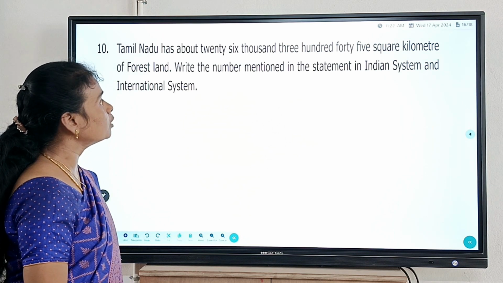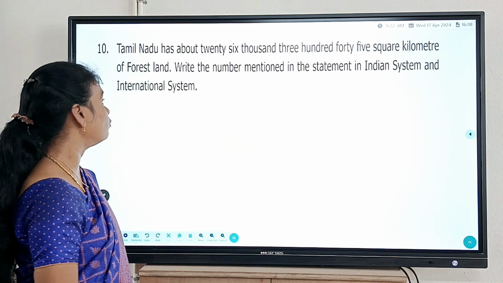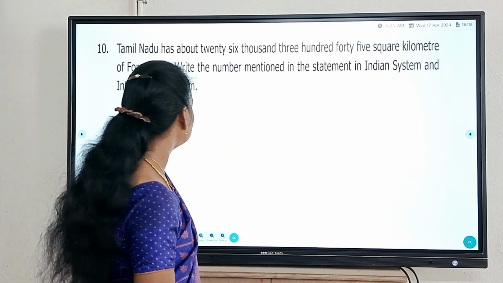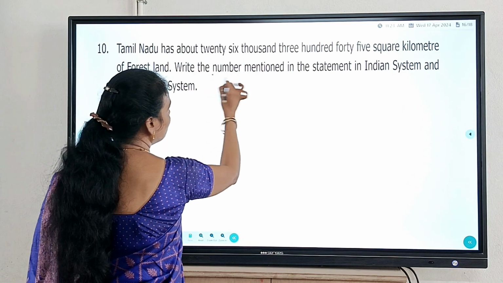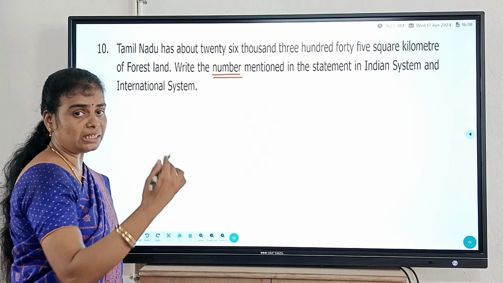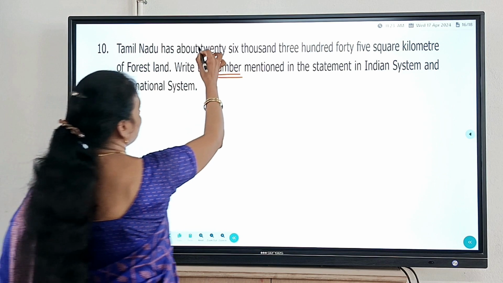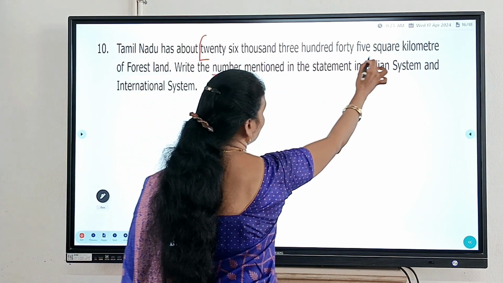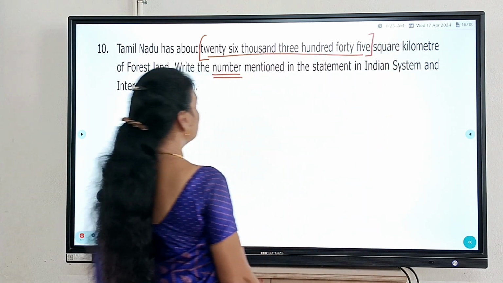Tamil Nadu has about 26,345 square kilometers of forest land. Write the number mentioned in the statement in the Indian system and the international system. So here a number name is given. We have to write that particular number name in the form of a number in the Indian as well as in the international system. So now here what is the number name? 26,345. So this is the number given in the question.